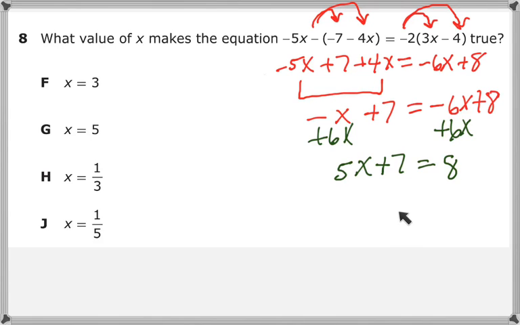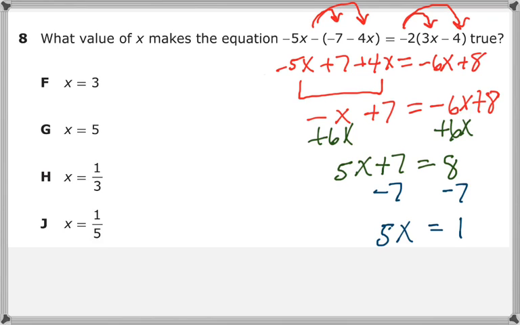Our next step is to move this constant value 7 over to the right side by subtracting 7 from both sides. So let's go ahead and do that step. So minus 7 here, minus 7 over here. On the left side we now have 5x. And then we have a positive 8 and a negative 7, which gives us 1.